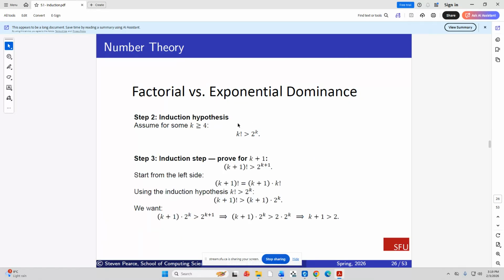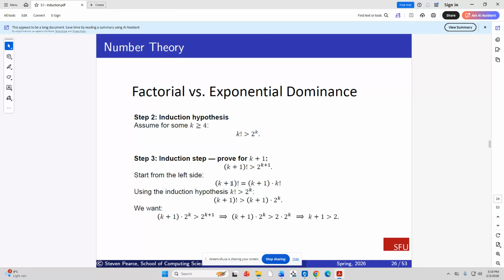Induction hypothesis, that's this. The kth rung, you can run to the k plus first rung. So this is the kth rung. Induction step proof is good for k plus 1. So k plus 1 factorial is greater than 2 to the k plus 1. Okay. Now we add k plus 1 factorial to both sides.